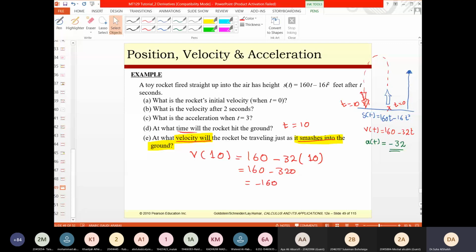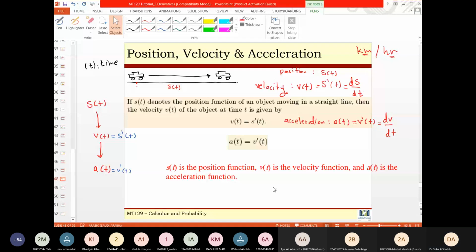Does anybody have any question regarding, yeah, okay, you want slide 48, this one? Yes Issam, sure. You have to know that the position gives me the velocity, and the velocity gives me the acceleration. They follow each other, each one gives the other. Okay.